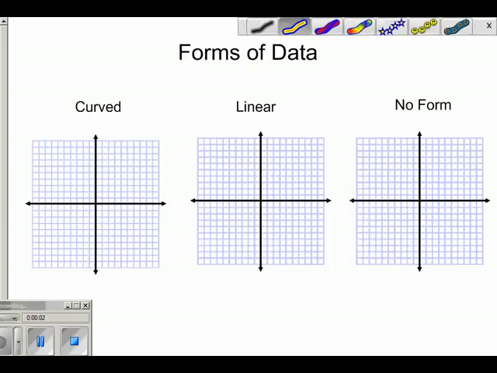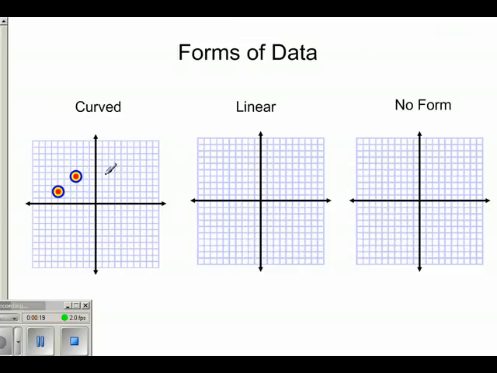Let's review form, direction, and strength of data. First of all, let's talk about form of data. The form of data is really the shape that it takes when we plot it on a graph. So you could be looking at, for example, curved data. Curved data would happen when you're plotting your points and your points end up making this curved shape.